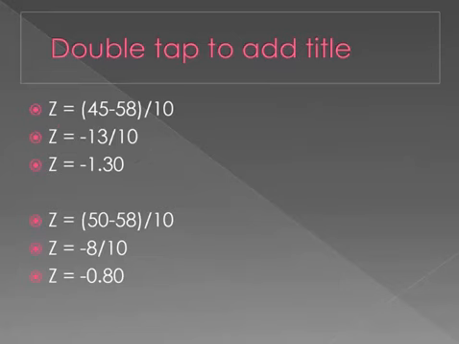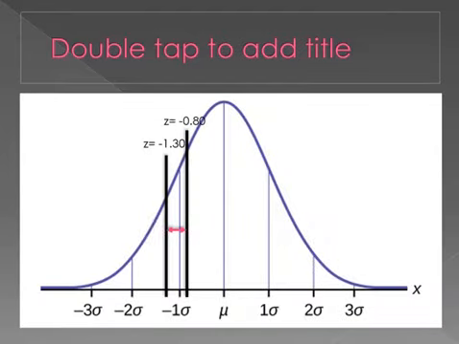Okay, so we're going to figure out a z-score for 45 and 50, right? So let's start with 45. We're going to go 45 minus 58. That's going to be negative 13, divided by 10. That's going to give us a z-score for 45 miles an hour of negative 1.30. We do the same thing for 50, right? We take that raw score minus the mean divided by the standard deviation. So that's going to give us negative 8 divided by 10. So that's going to give us a z-score of negative 0.80.